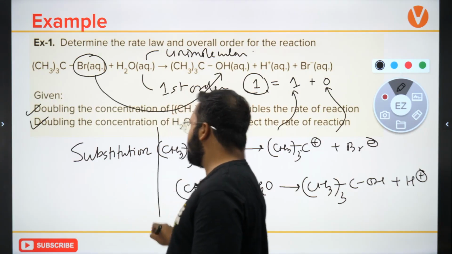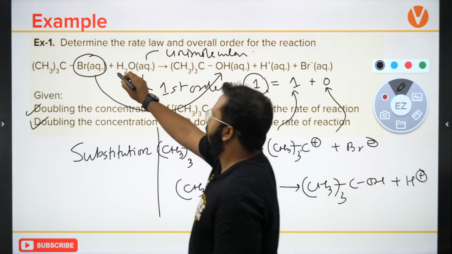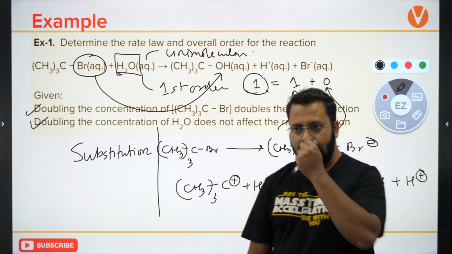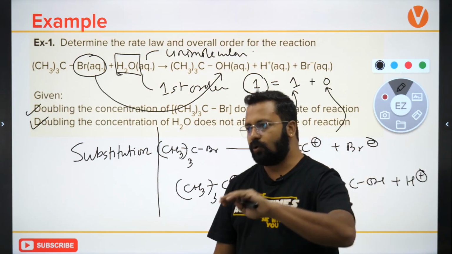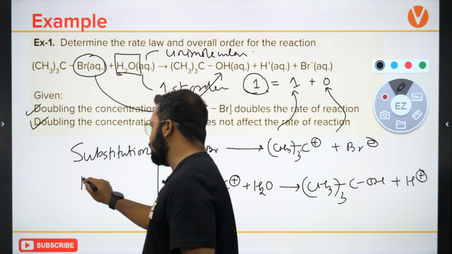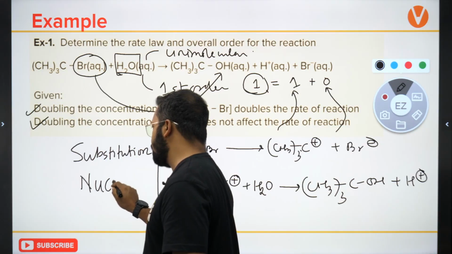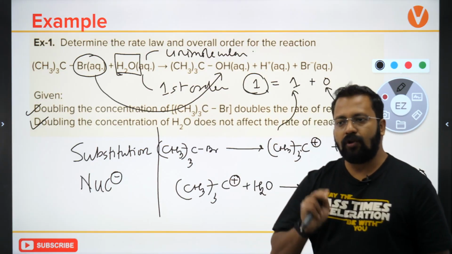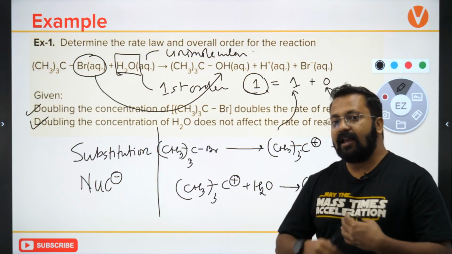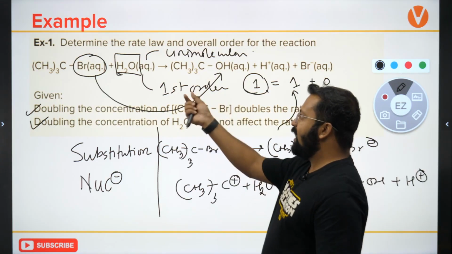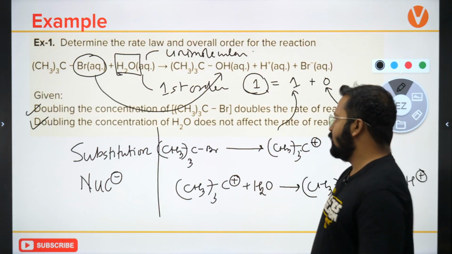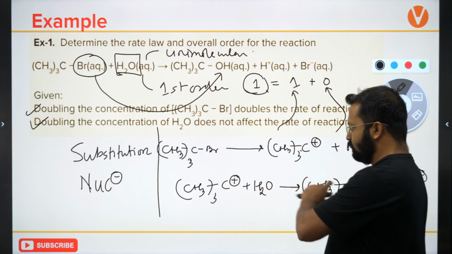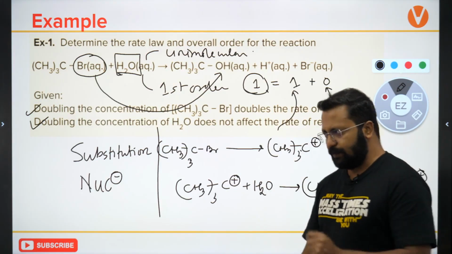What is performing the substitution? It is being performed by H2O. So H2O is a nucleophile. So this substitution reaction, since it is being performed by a nucleophile, I will call it nucleophilic substitution. But I really don't know why I should be putting 1 or 2. So for that, I will do an experiment and I will see which is the rate determining step of the reaction.